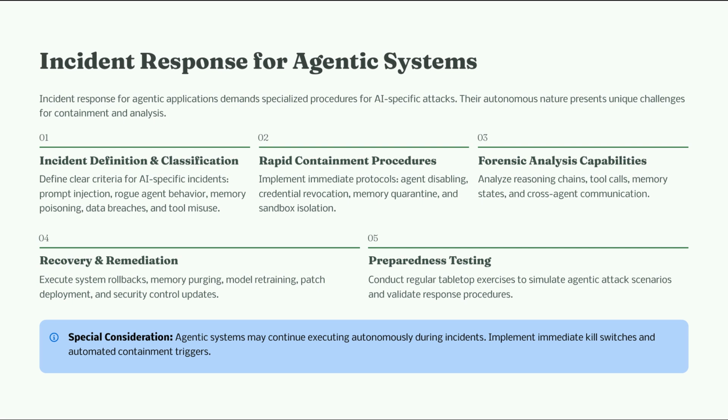Furthermore, forensic analysis plays a pivotal role in understanding the incident. By examining reasoning chains and cross-agent communication, we can gain valuable insights. Recovery and remediation are equally crucial. This includes executing system rollbacks and updating security controls. Lastly, regular tabletop exercises are vital for testing these response procedures, ensuring our teams are prepared for any eventuality. And remember, since agentic systems can operate autonomously, having immediate kill switches and automated triggers is essential. Next, we'll explore the complexities of multi-agent security architecture and the challenges it presents.